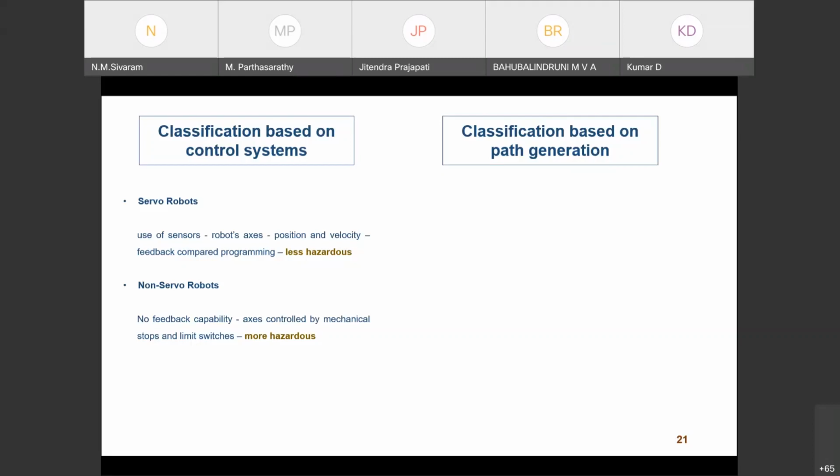Which means that you have the default programming or the reference programming, and the sensor always gives you the feedback about the robot's position or the manipulator's position. The program and feedback are always compared, and any deviation can be corrected then and there. So what I mean to say is a servo robot is less hazardous than the non-servo robots.